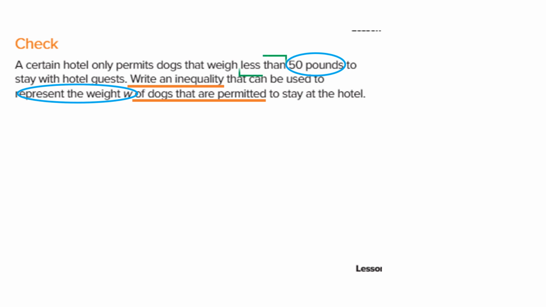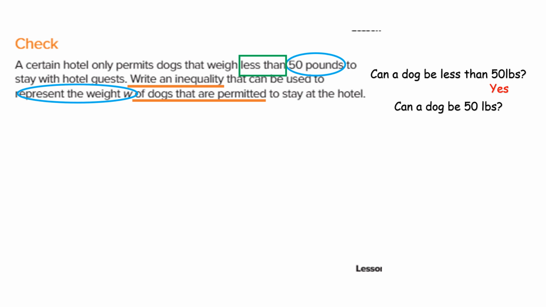What are my keywords? Well, my keywords in this situation are less than, so we know which way the arrow will need to point. But I go through my questions to make sure that I set it up correctly. Can a dog be less than 50 pounds? Yes, because that's what it says. Can a dog be 50 pounds? No, because it says it has to be less than 50 pounds. So a 50-pound dog has to stay in the vehicle, can't come in. Can a dog be more than 50 pounds? No, that's completely contrary to what it is saying.